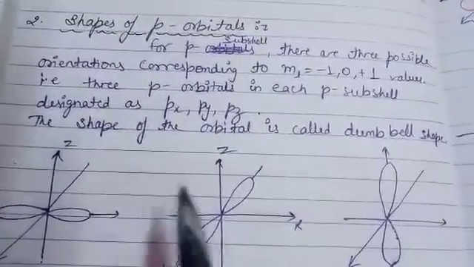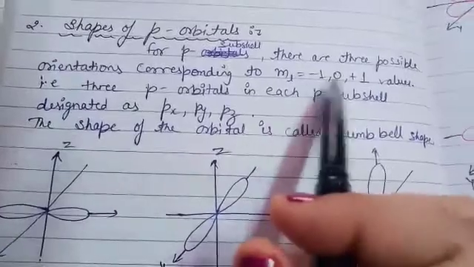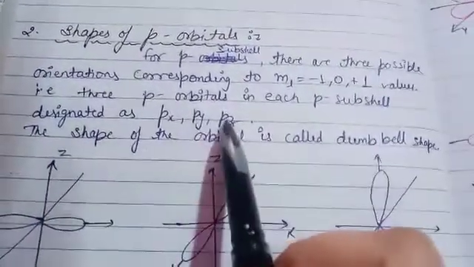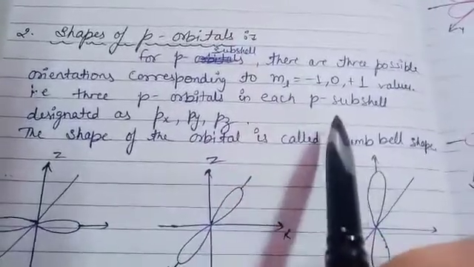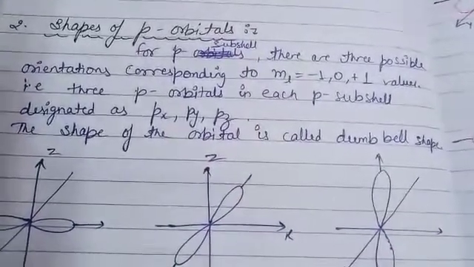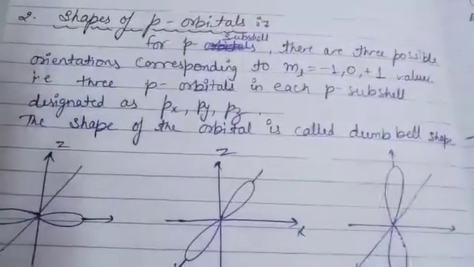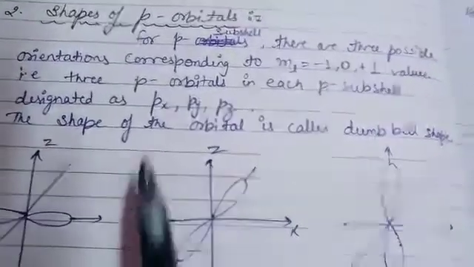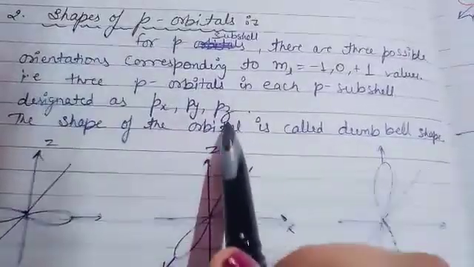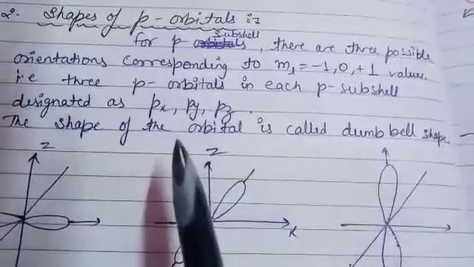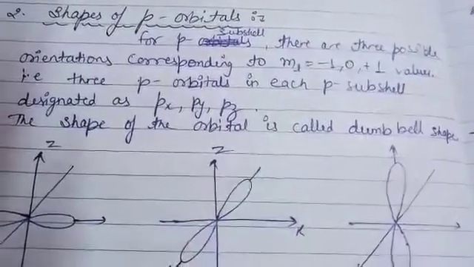Corresponding to ml equal to -1, 0, +1, that is 3 p orbitals in each p subshell. In case of p subshell, how many orbitals do we have? 3 orbitals, and they are designated as px, py and pz, meaning they are along the x-axis, y-axis and z-axis.